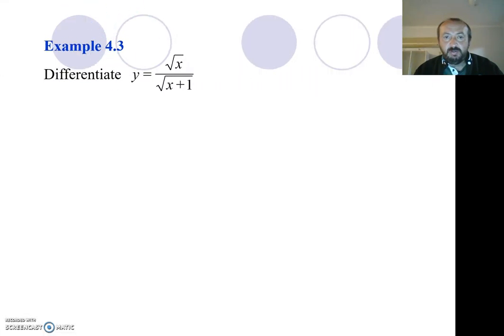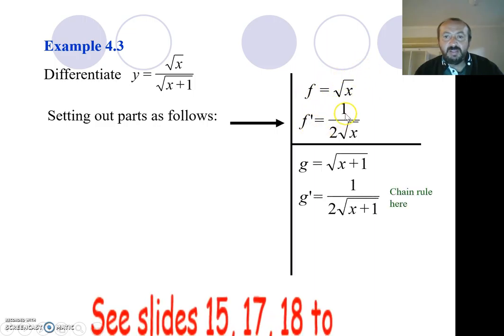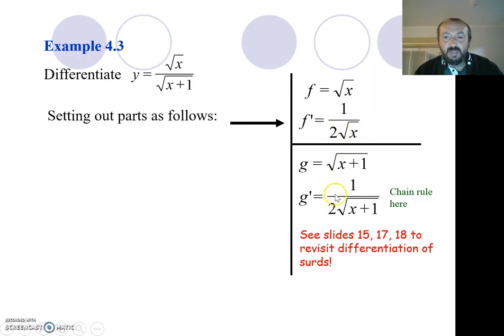Let's try one more example. We're going to differentiate this one. That's got square roots in it. Once again, f is going to be root x, g is going to be root x plus 1. f of x equals root x, therefore f dash is 1 over 2 root x. g is root x plus 1, so g dash is 1 over 2 root x plus 1. This is actually using the chain rule, which we get from another video.